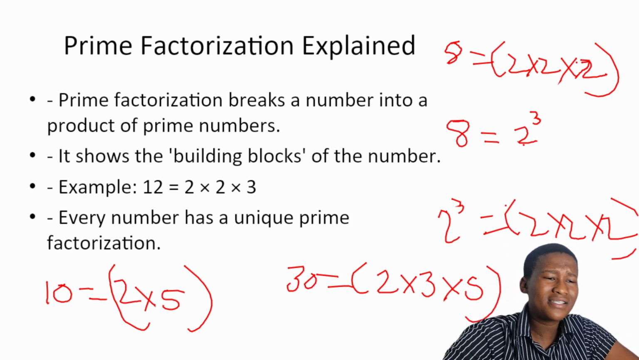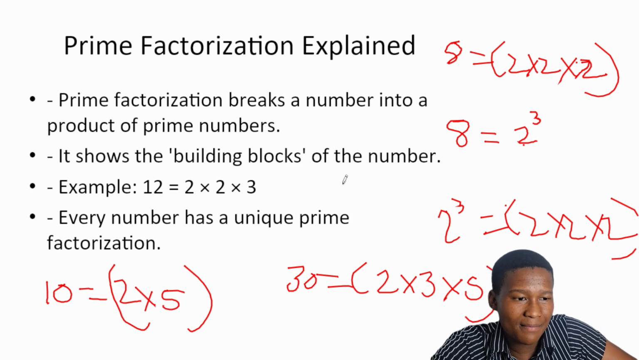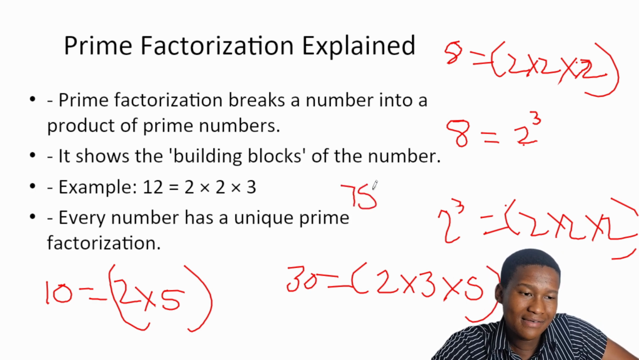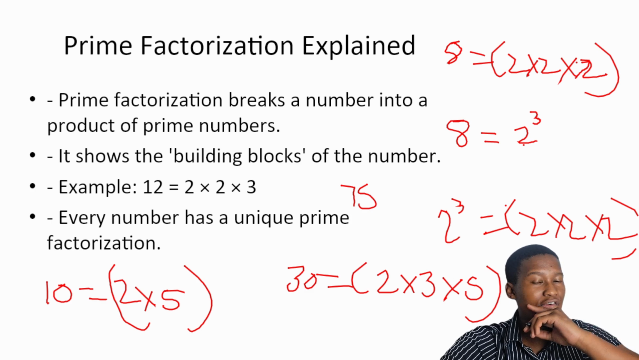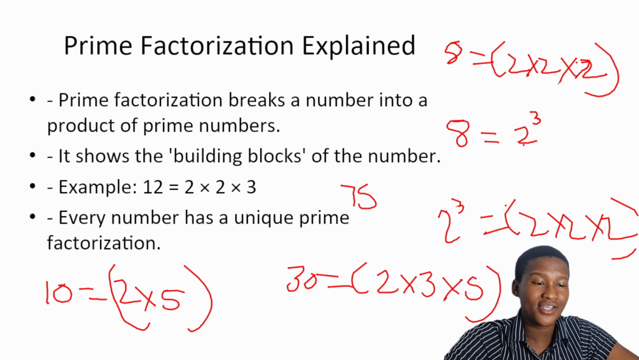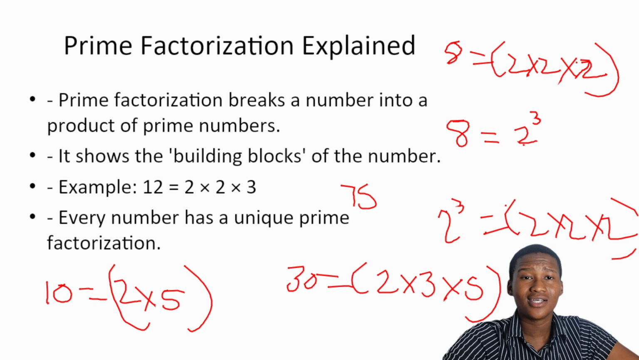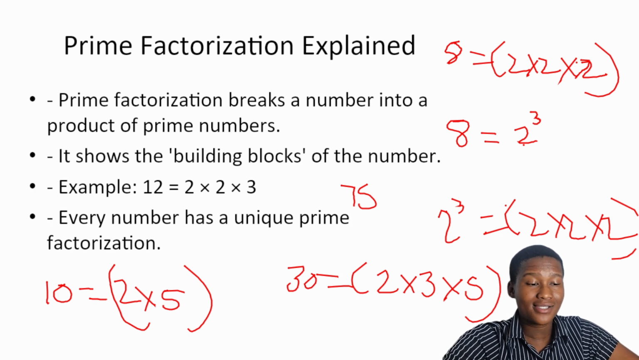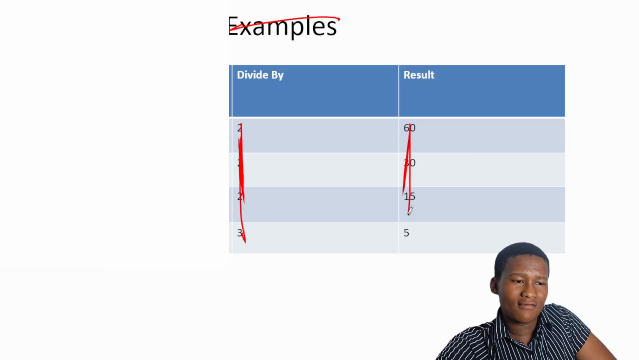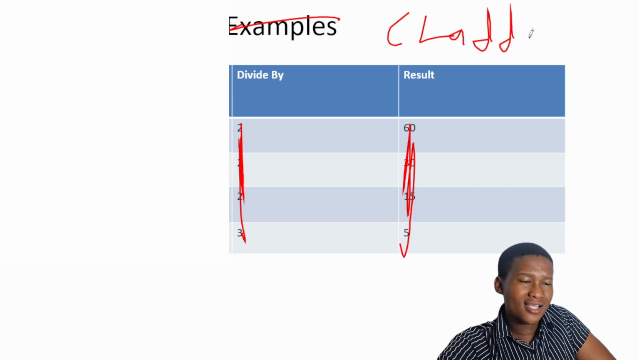But there'll be some bigger numbers, like, for example, 75. Break 75 into a product of prime numbers. Use factorization on 75. How will you do that? It will take a long time. So yes, there is a method which you can use. That method is called the ladder method. Here's how the ladder method works.